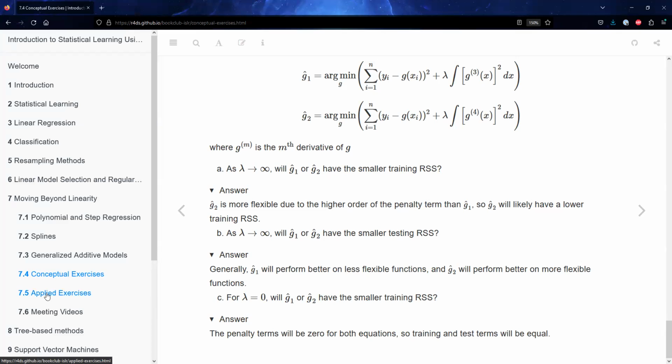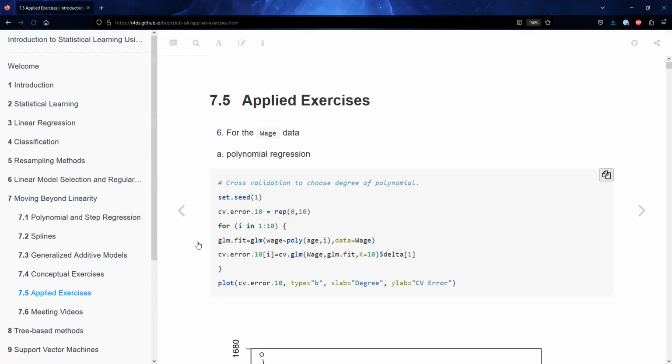We'll move into the applied exercises, trying out some of these neat ideas about splines and GAMs. Using the wage data, this was presented a lot in the materials that we explored last week. Remember, we're looking at how much money people make, and for the most part, we agreed that people, say, between the ages of 30 and 60 tend to make more money.